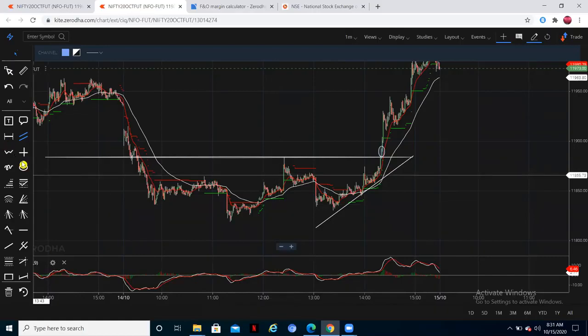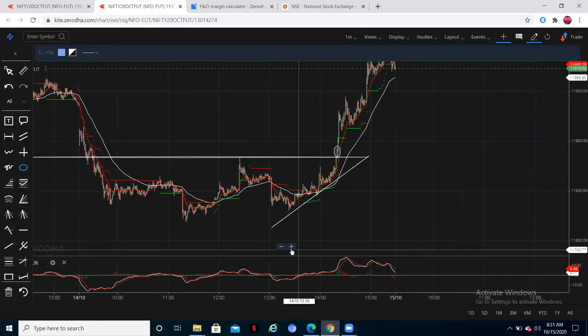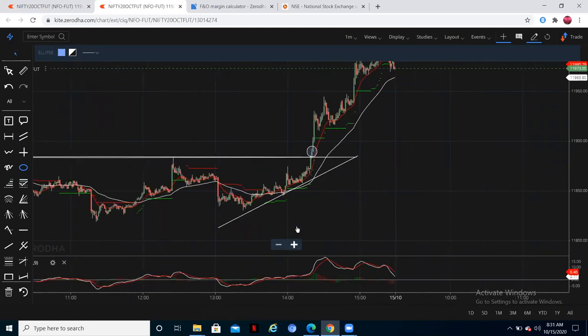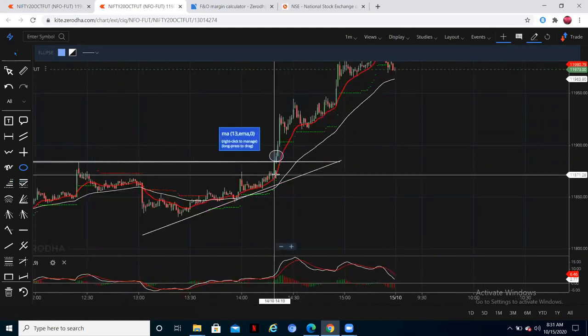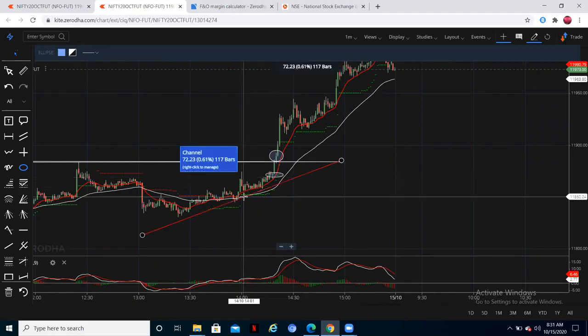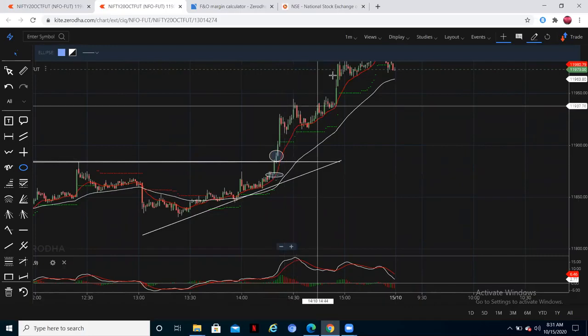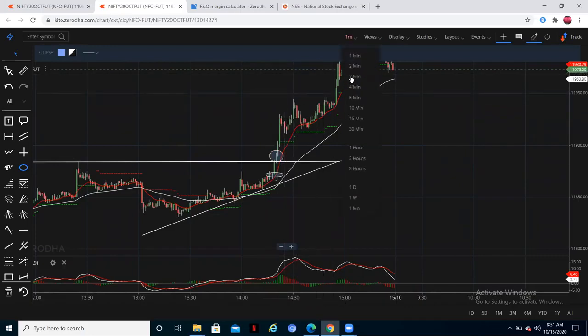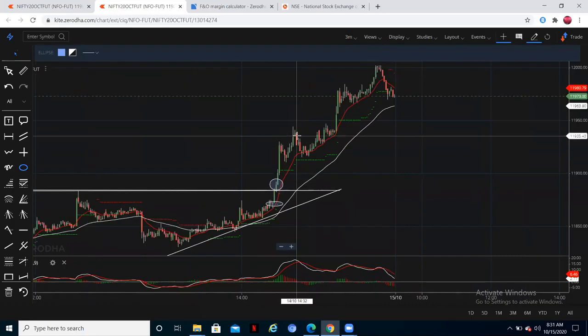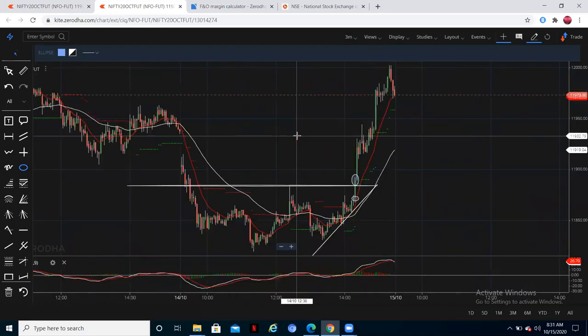So once you have found the entry, here you can see, once I have found the entry, my first stop loss remains the same. That is, using the ATR trailing stops. The first stop loss remains the same. And the minimum profit is 30 points for Nifty. So once I have booked 30 points, I will be shifting to the 3 minute time frame in case I'm holding the index futures.